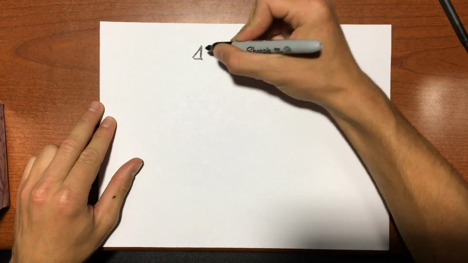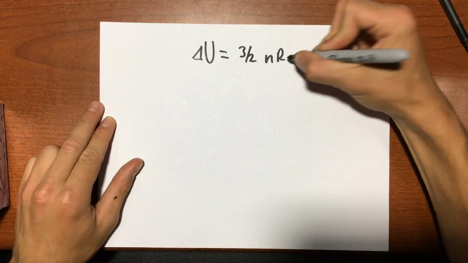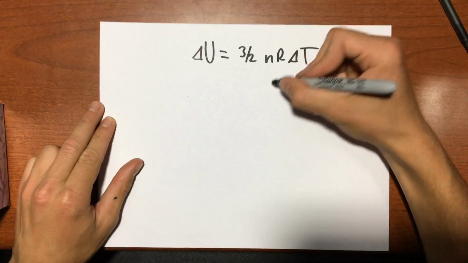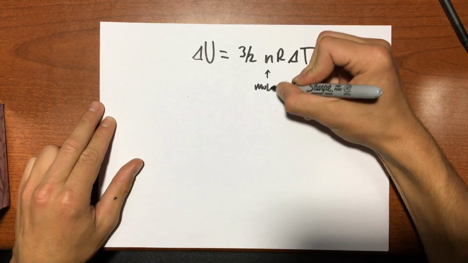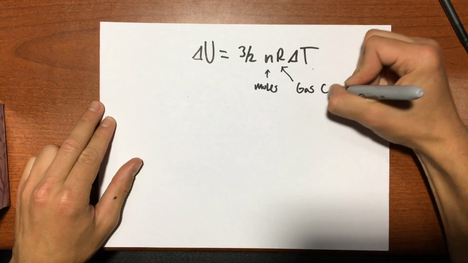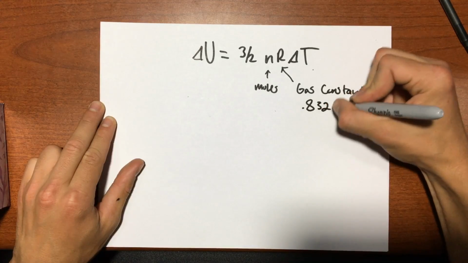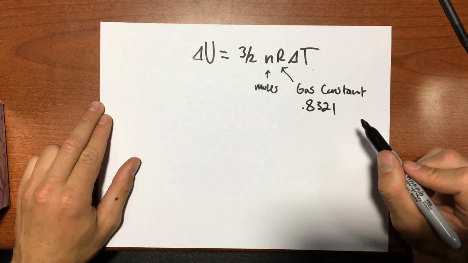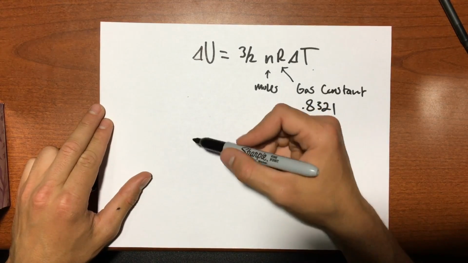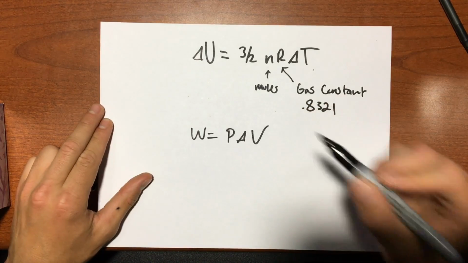So just to go over that again quickly, the change in internal energy equals 3/2 nR delta T. Remember, little n here are moles, and R is simply our gas constant, which in most cases is going to be 0.8321. But I'm sure you guys already knew that. So, work equals pressure times change in volume.